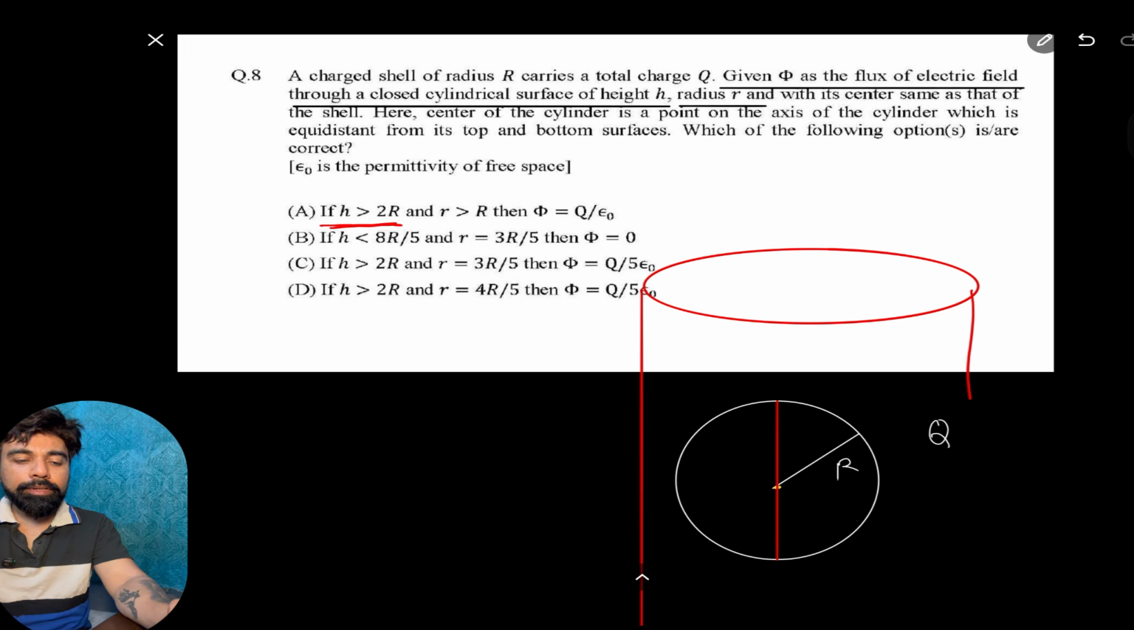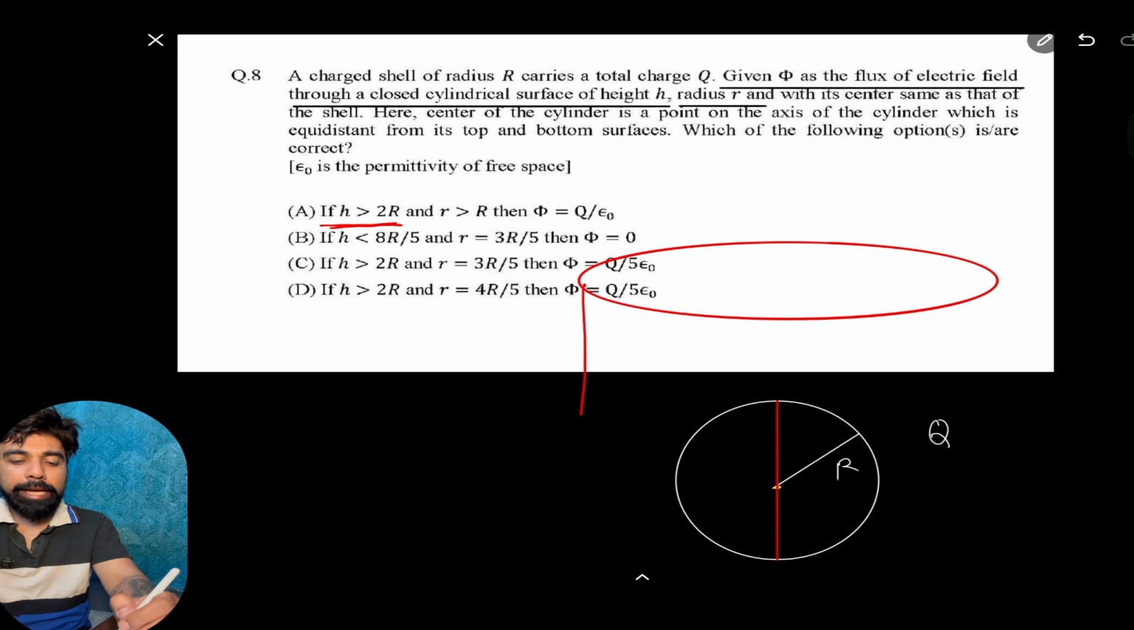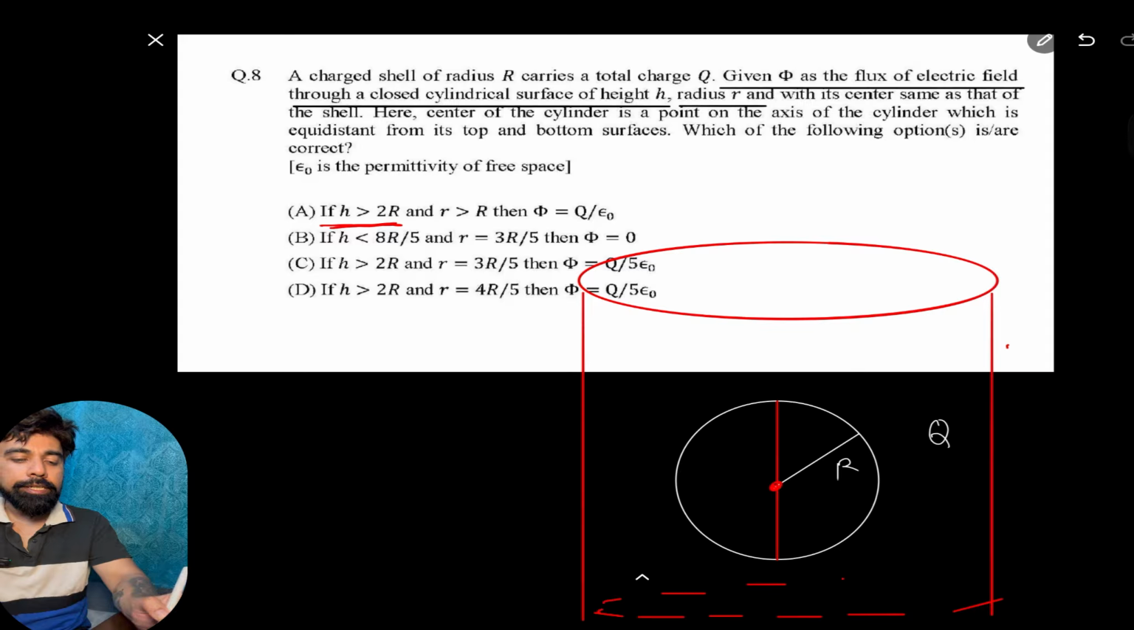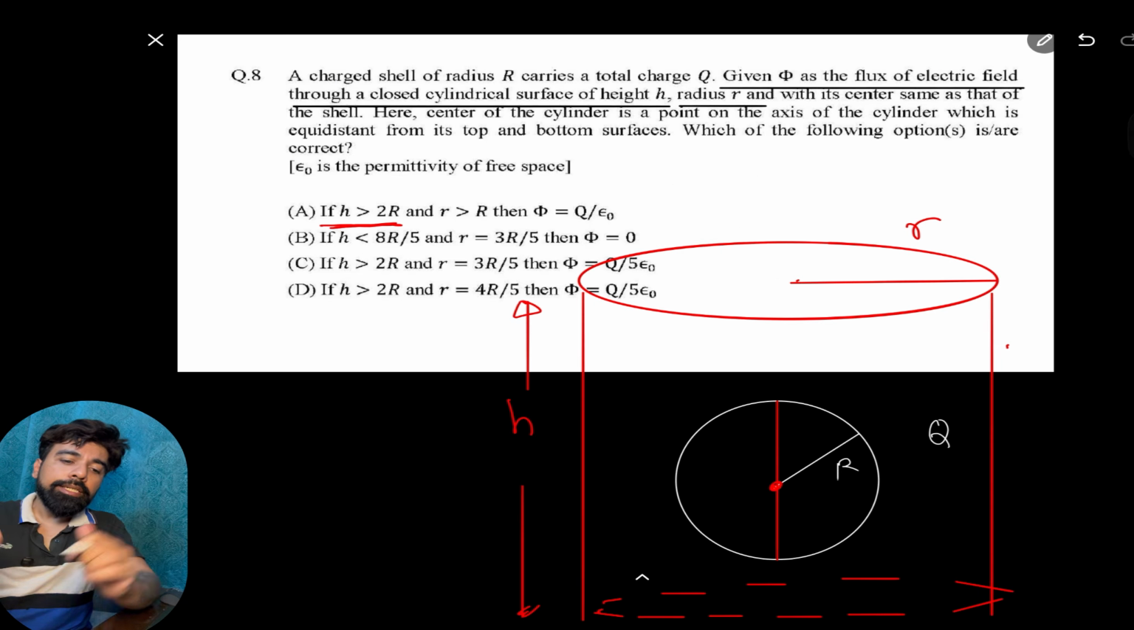right? Okay, from my diagram the center is not coinciding, so I'll just try to redraw again. Try to have an approximate idea, something like this. This is the cylinder. The center of the cylinder is here, and here is the cylinder. Its h is more than 2r, its radius is also more than the radius of the sphere. So that means the sphere is now inside the cylinder.